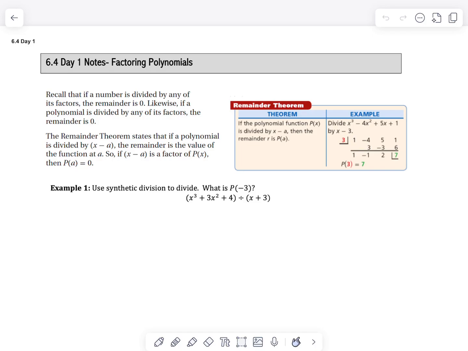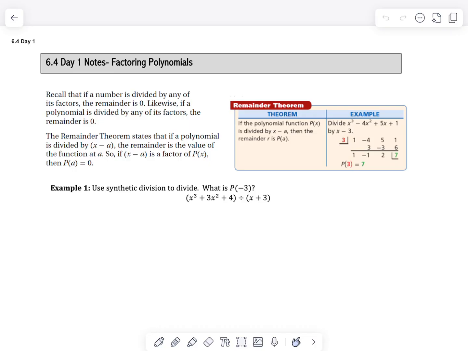All right, this lesson is on 6.4.1, factoring polynomials. So remember that when a number is divided by any of its factors, the remainder is going to be 0. So we've been doing polynomial division with long division and synthetic division. If we divide the two polynomials and we get a remainder of 0, then it's considered a factor. The remainder theorem states that if a polynomial is divided by x minus a and the value of the remainder is 0, then it is a factor.